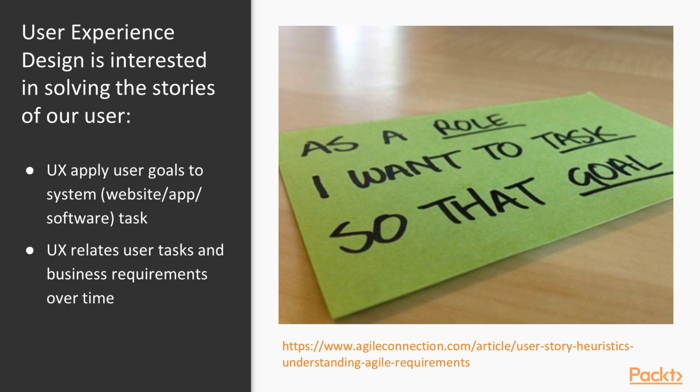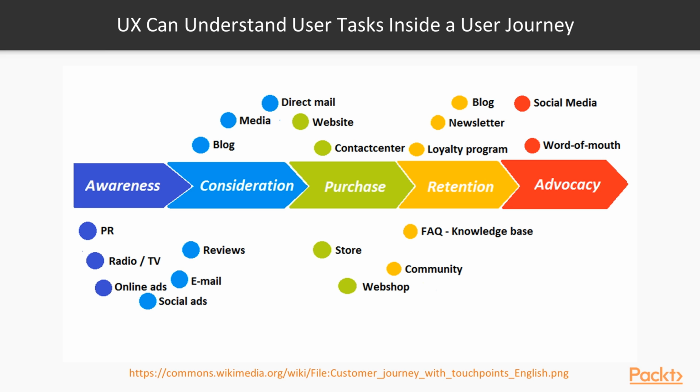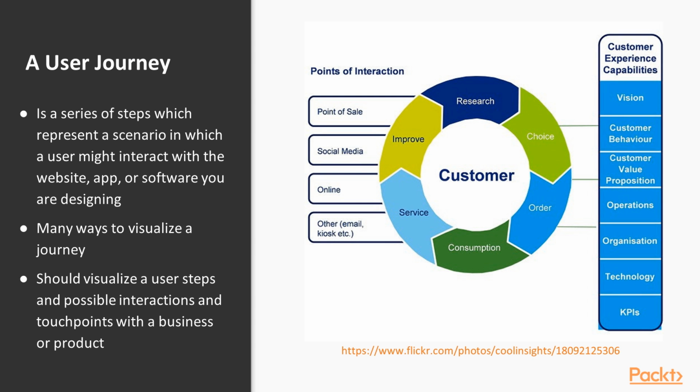Now, there's many types of journeys that we can relate, but really common ones are awareness, consideration, purchase, retention, and advocacy. Now, this is a standard marketing funnel model, and at each of those phases there are different tasks the user might engage in that have links back to the requirements of your product or service. Now, a user journey is essentially a sequence of steps which represents a scenario in which a user might interact with a product or service inside that relationship, inside that broader experience of the funnel.